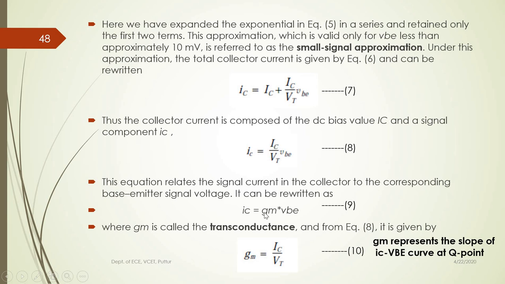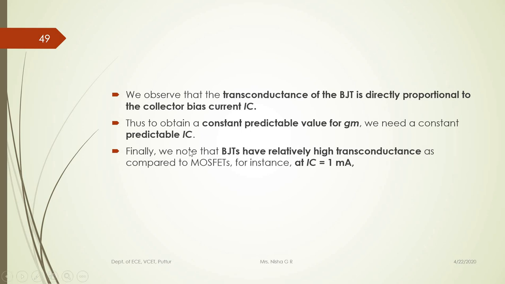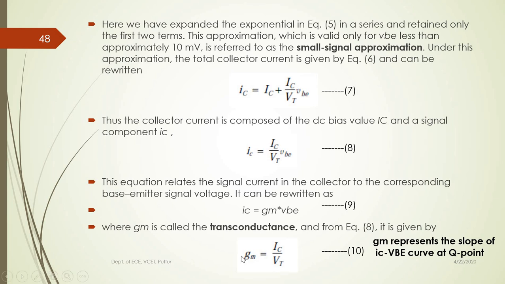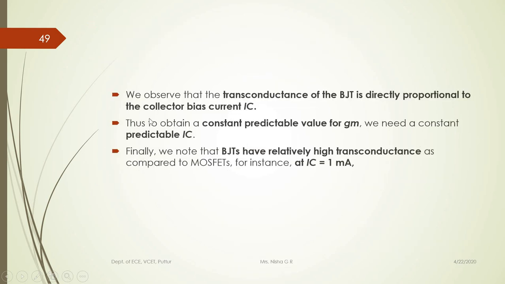So IC by VT is nothing but gm, the transconductance. And what is transconductance? It represents the slope of the IC versus VBE curve at the Q point. Next, we observe that the transconductance, from the previous slide, is directly proportional to the collector DC current. Is that correct? So it is directly proportional to the collector bias current IC. Thus, to obtain a constant predictable value for gm, we need a constant predictable IC. That is possible by providing proper biasing.